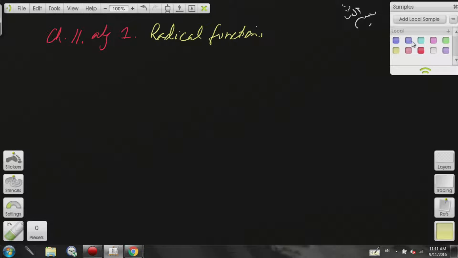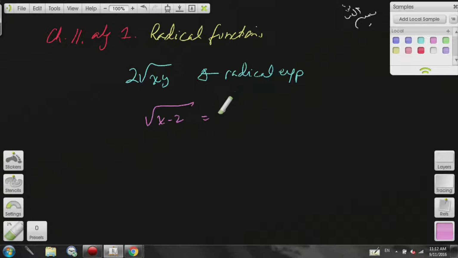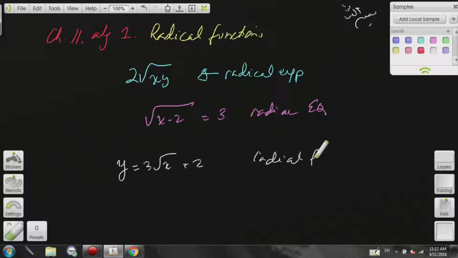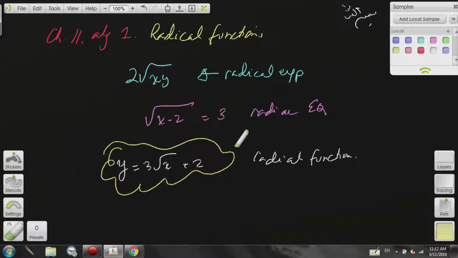Okay, so when you have something like 2x, y, this is a radical expression, right? We got that. And then we have something like square root of x minus 2 equals 3. This is a radical equation. And then when you have y equals 3 times square root of x plus 2, this is a radical function. Correct? So we have that. So today, inshallah, we shall talk about radical functions.